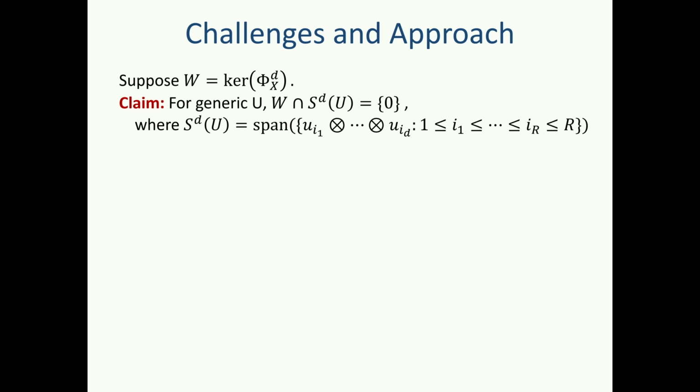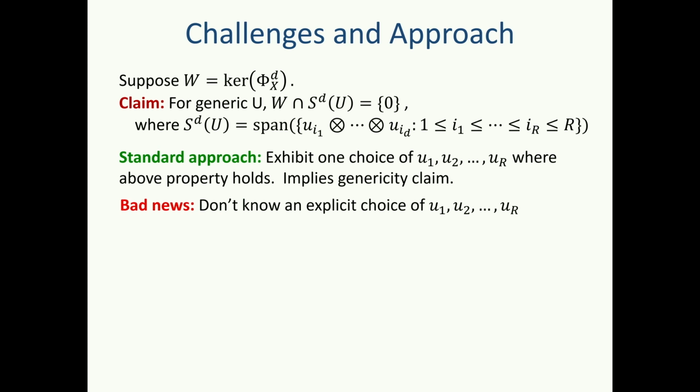Okay, so we're going to show this, and another way to show this in algebraic geometry is if you show one instantiation of these vectors u1 to ur where they are linearly independent, then it's true for a generic choice. Okay, that's something that's really nice, except that we don't know an explicit choice of u1 to ur.